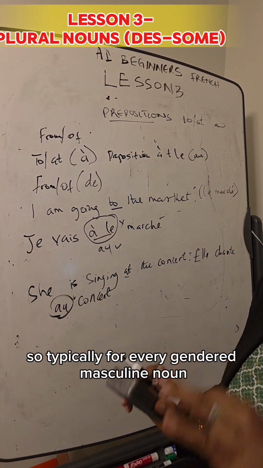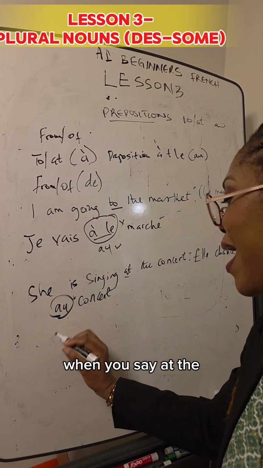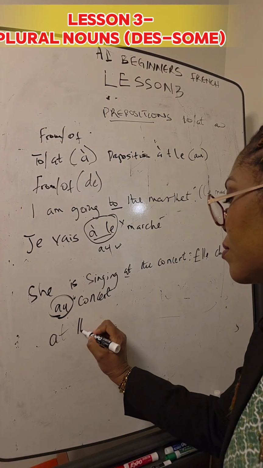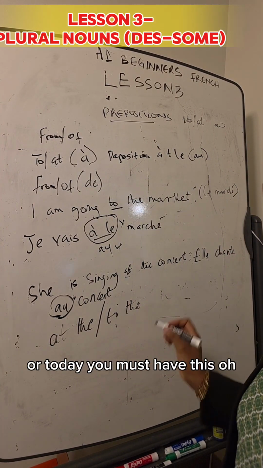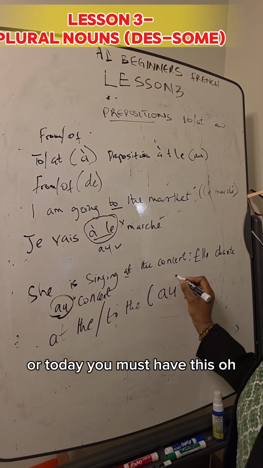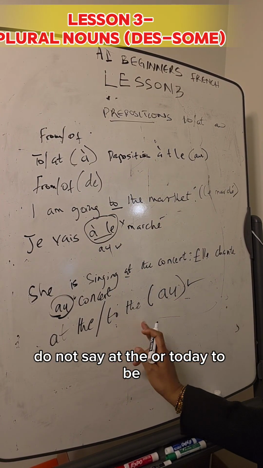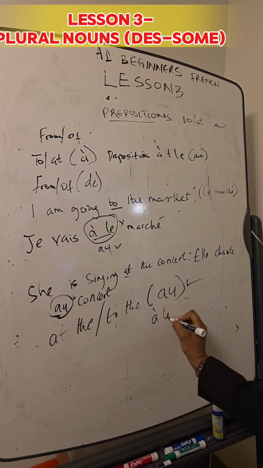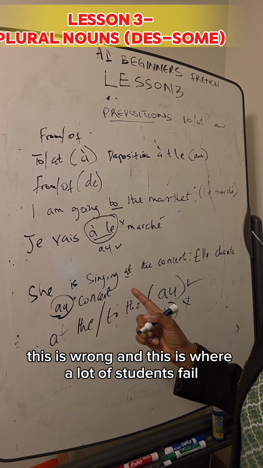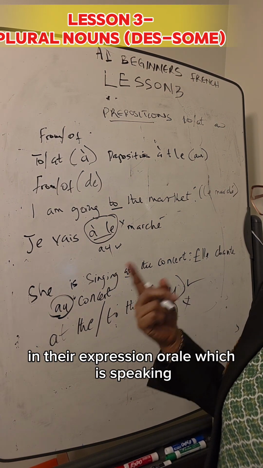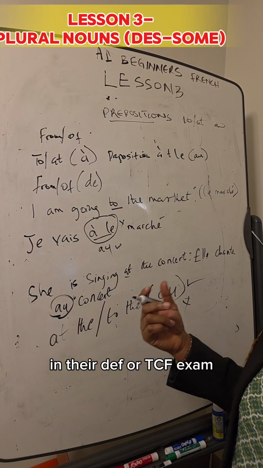So typically for every masculine gendered noun, when you say at the or to the, you must have au. Do not say à le. This is wrong. And this is where a lot of students fail in their expression orale, which is speaking, or their expression écrite, which is writing, in their TEF or TCF exam.